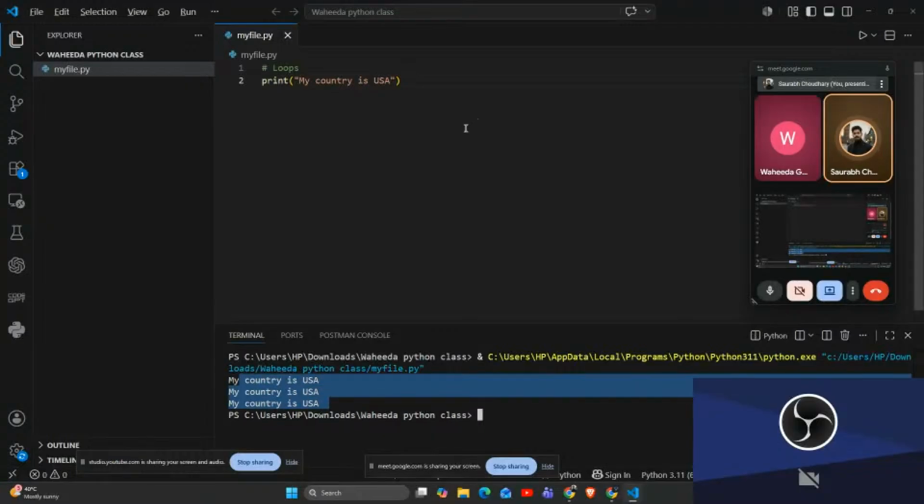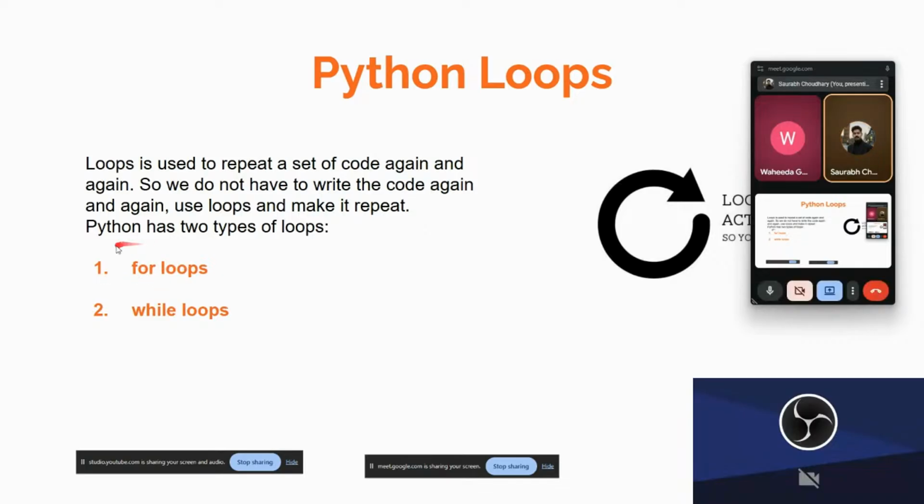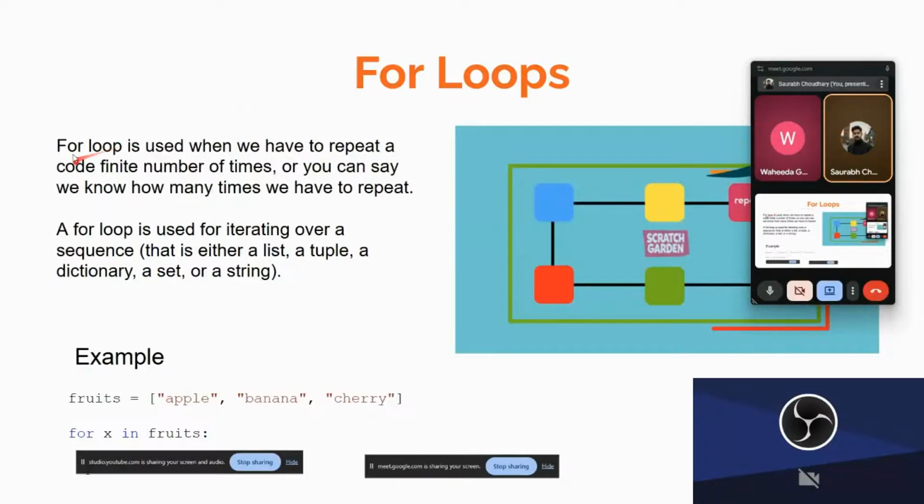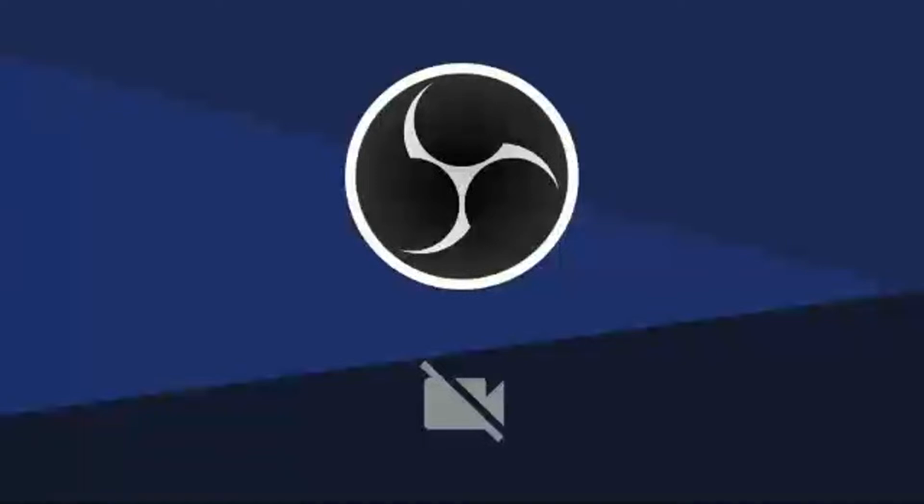So how many types of loops do we have? Let's see. Python has basically two loops. You can say it's for loops first. For loops are used when we know how many times we have to run.